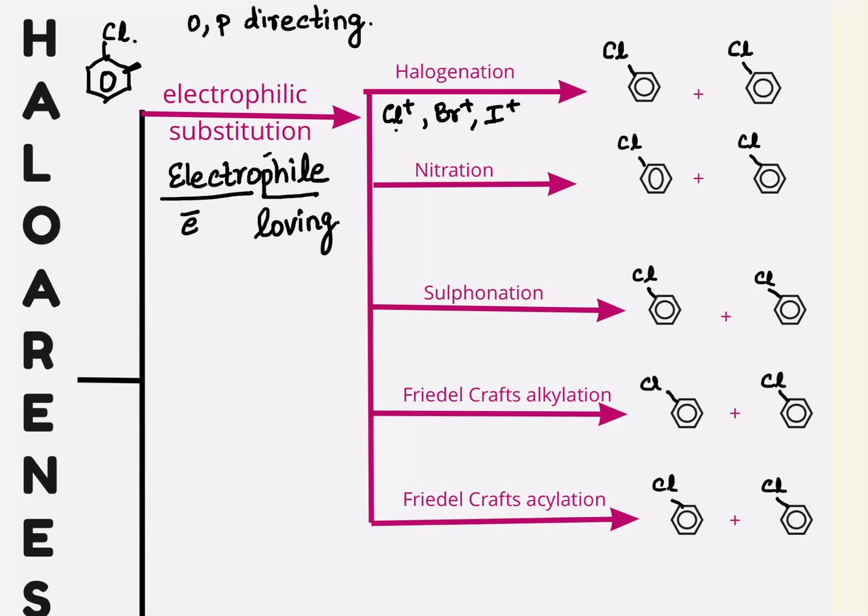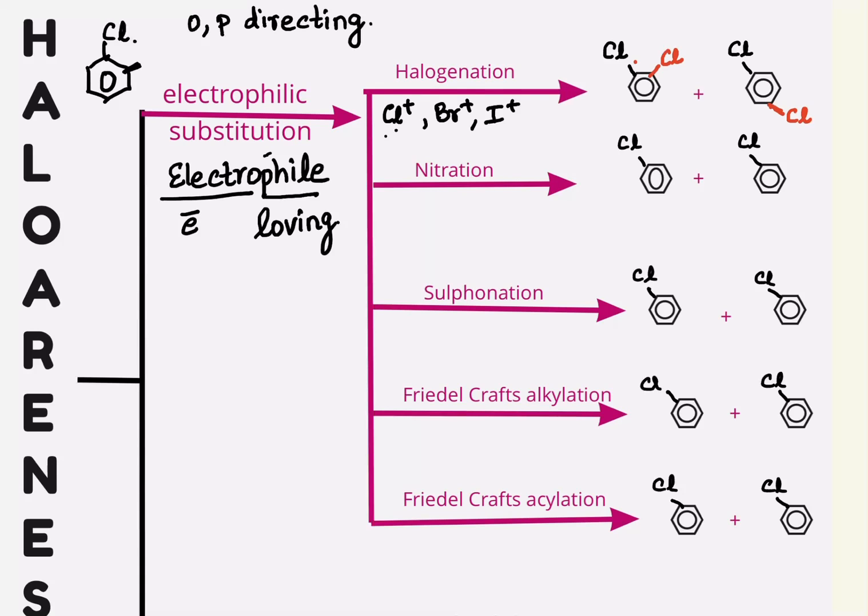Now, when I talk about halogenation, let's say another chlorine atom is entering. So it is going to enter, let me put it in another color so that you are able to understand. It is entering at the ortho position with respect to the previous chlorine atom, and it is entering at the para position, right? So these are your two products.